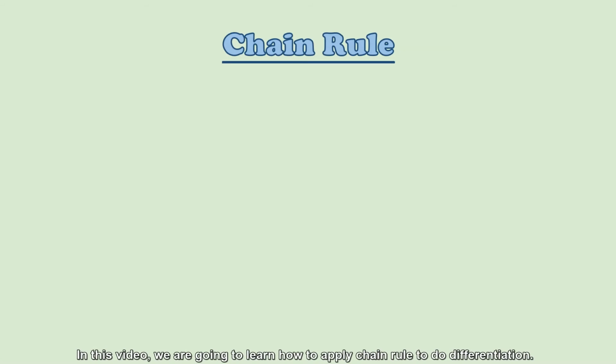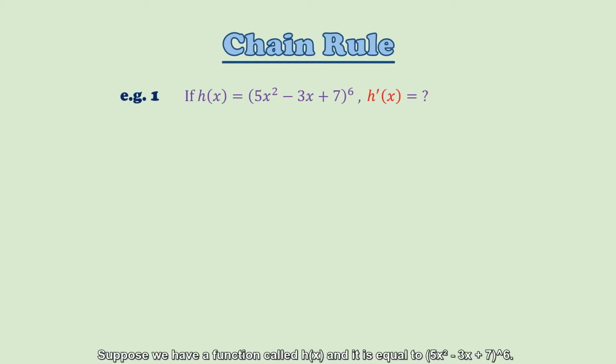In this video, we are going to learn how to apply chain rule to do differentiation. Let's start with an example. Suppose we have a function called h(x) and it is equal to (5x² − 3x + 7) to the power 6. What should be the derivative of h(x)?